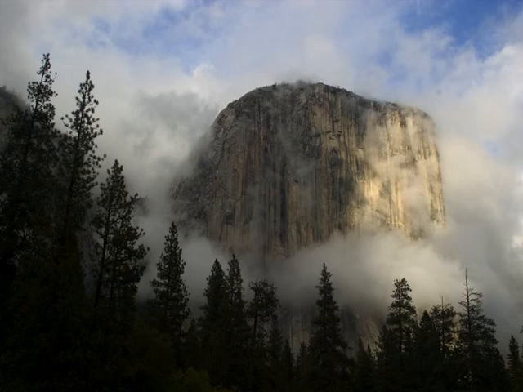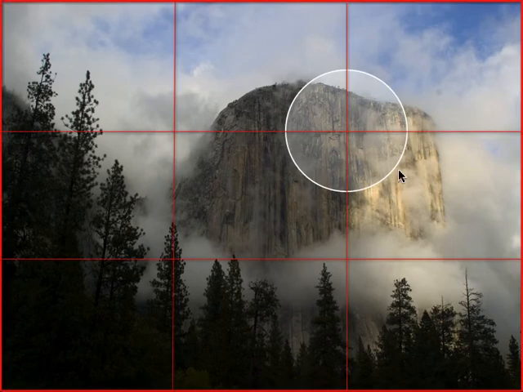This leaf sits perfectly on one of the power points. Here in this photograph of El Capitan, obviously the mountain is my main subject, but this is the brightest area, so this is generally composed around a power point.